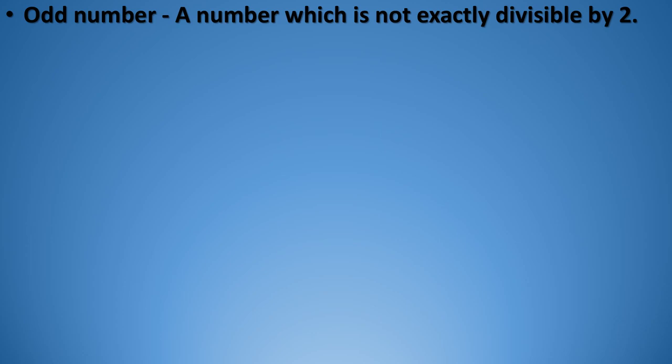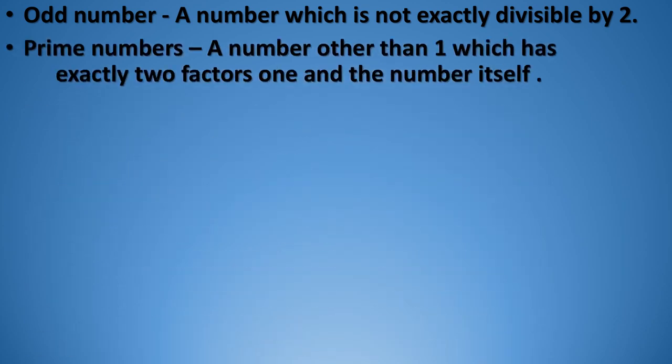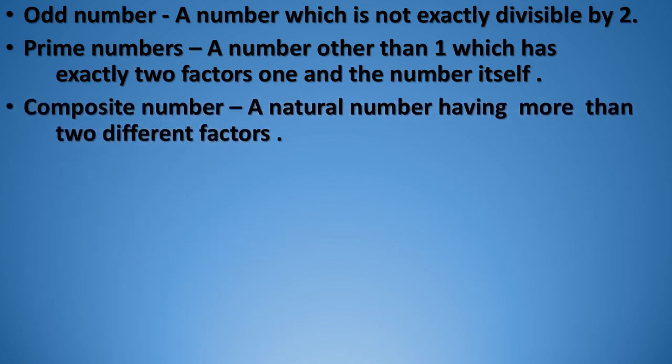Next is prime numbers. A number other than 1 which has exactly two factors, 1 and the number itself, is called a prime number, because 1 is neither a prime number nor a composite number. After that, composite numbers. A natural number having more than two factors is called a composite number.